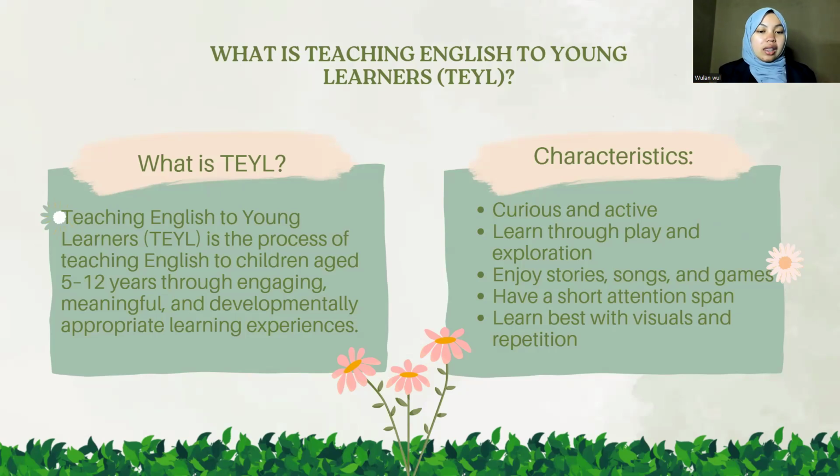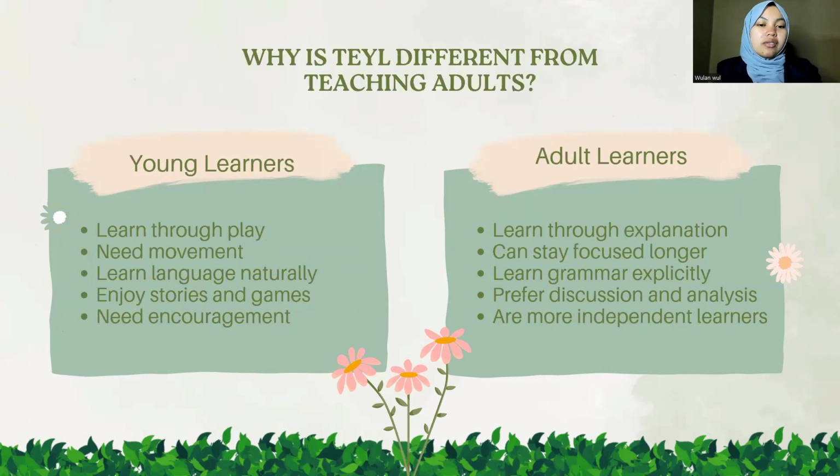However, they usually have a shorter attention span, so teachers need to create lessons that are fun, interactive, and meaningful. The main goal of TEYL is not only to teach English vocabulary or grammar, but also to help children build confidence and develop a positive attitude toward learning English from an early age. And now let's take a look at why teaching young learners is different from teaching older learners.